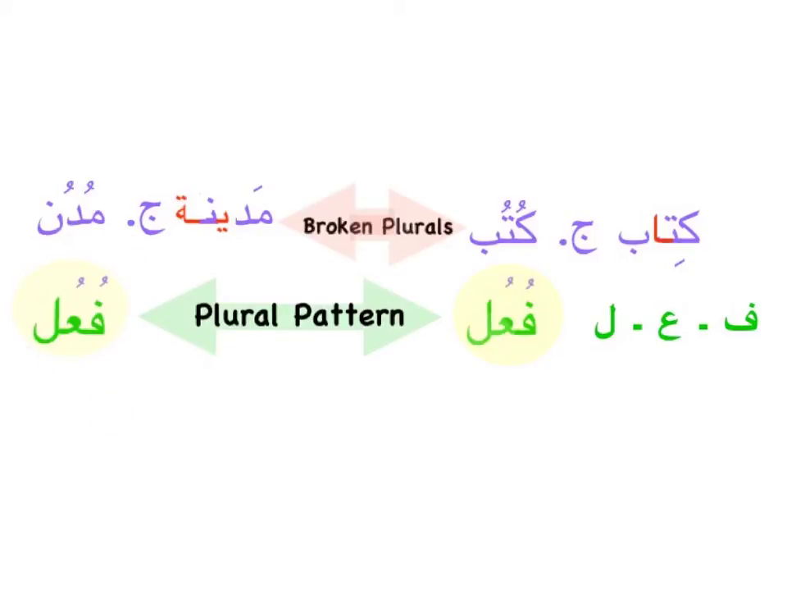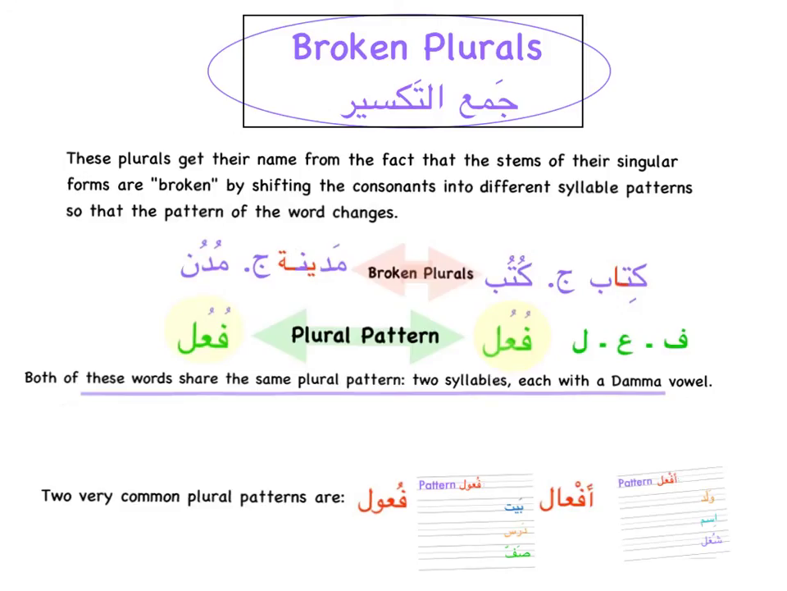And these are the plural patterns. So to be clear, fa'ala with dhammas at the beginning becomes fa'ul, and these are the patterns that you use to make plural nouns. As you can see, both of these words share the same plural pattern, two syllables each with a dhamma vowel. A pattern is basically a mold that we use to make plurals, and we use it a lot in Arabic to make learning Arabic very easy.